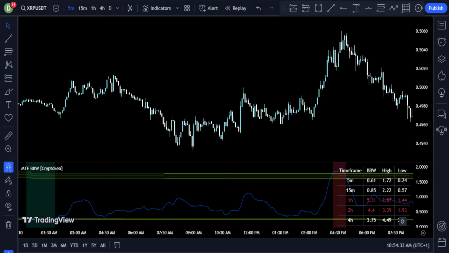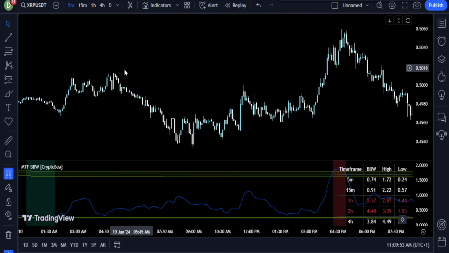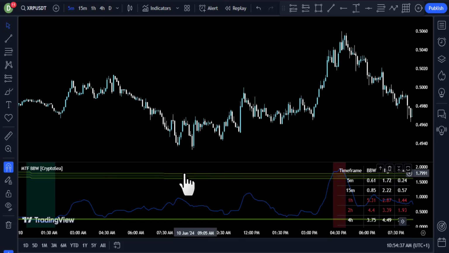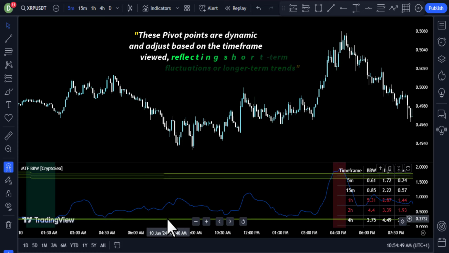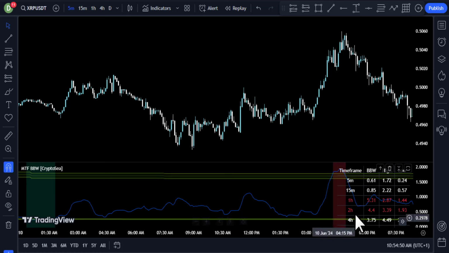This is a refurbished Bollinger Band, but here, it doesn't display over the price, but at this lower end of the chart. Here on the chart, you can see this higher and lower pivot point that offers insights into potential support and resistance levels. These pivot points are dynamic and adjust based on the time frame viewed, reflecting short-term fluctuations or longer-term trends. You can also see this table that allows traders to monitor Bollinger Bandwidth across various time frames, providing a macro and micro perspective on market volatility.